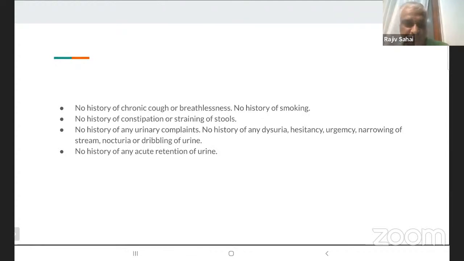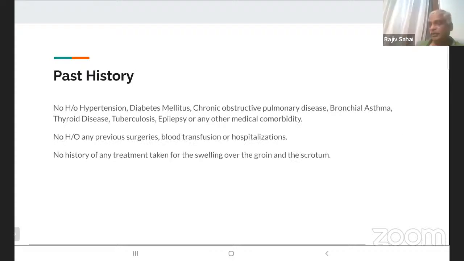Did you take his drug history? Yes, sir. There was no history of any drug allergy. No drug allergies. There was no history of any treatment taken or any drug intake.